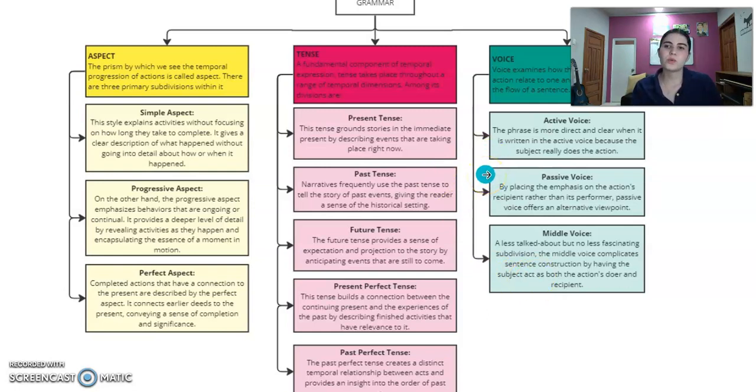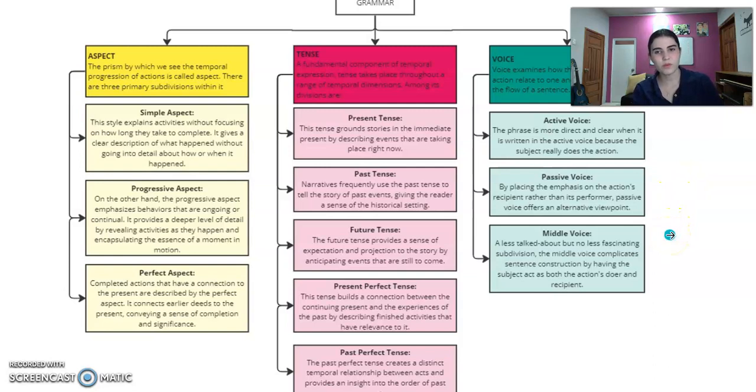Meanwhile, the passive voice is the contrary, because it's when the action takes control of the sentence. That means the action is more relevant than the person who does the action. And sometimes in a sentence with passive voice we can find it without the person. So in the passive voice the main character is the action. By placing the emphasis on the action recipient rather than its performer, passive voice offers an alternative viewpoint also.